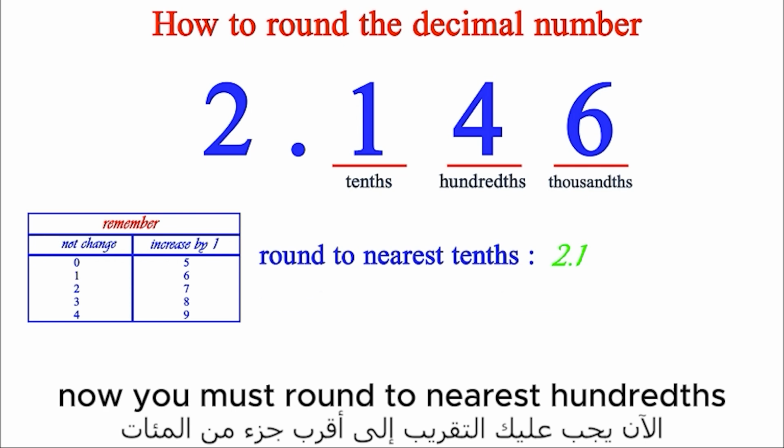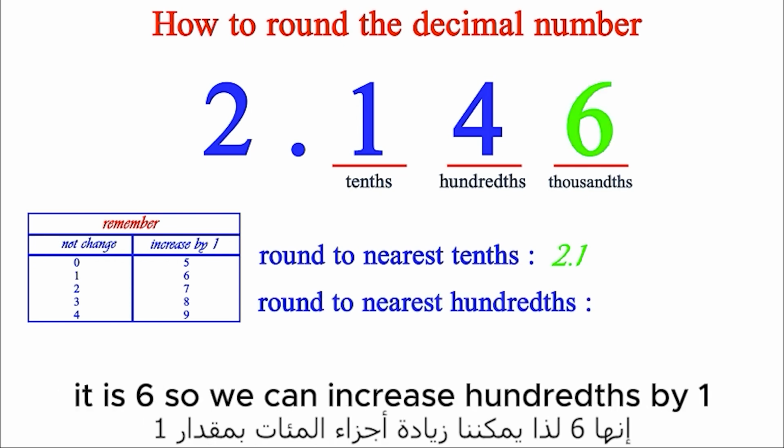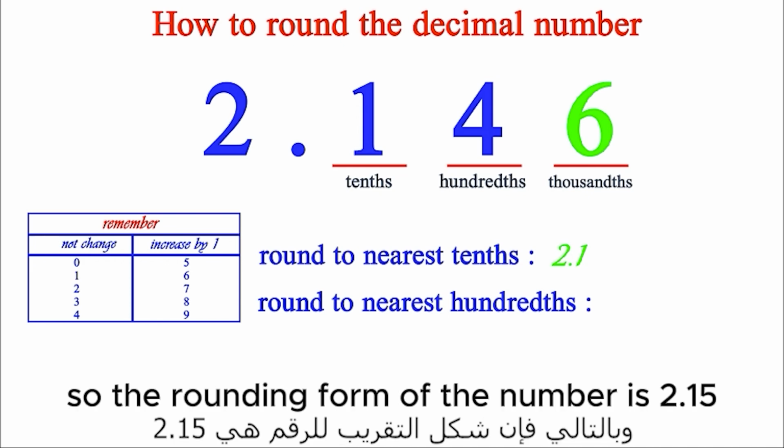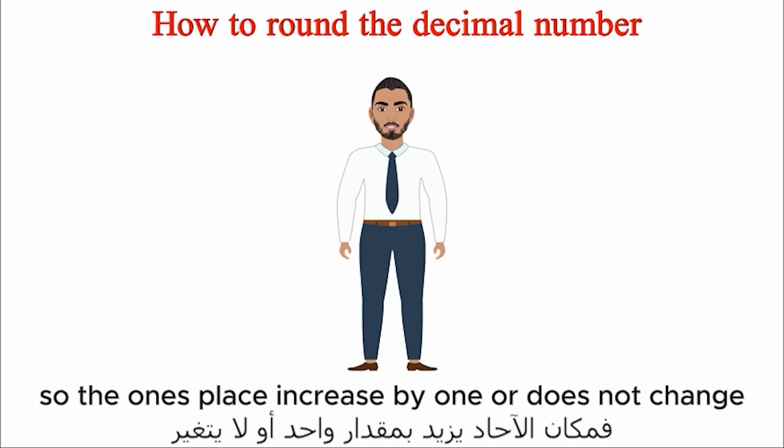Now you must round to the nearest hundredths. Look at the thousandths digit. It is 6, so we can increase hundredths by 1. So 4 becomes 5, so the rounded form of the number is 0.15. Note, if you have only one digit after the dot, the ones place increases by 1 or does not change.